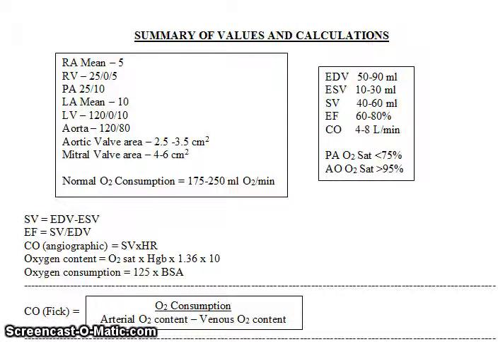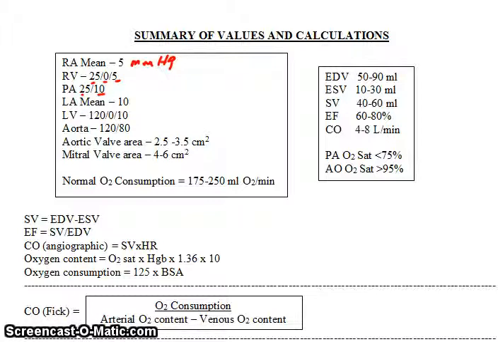This is a summary sheet of values and calculations that you need to know. The right atrium has a mean of 5. Of course, this is millimeters of mercury. The right ventricle has a systolic of 25, a diastolic of 0, and an EDP of 5. The pulmonary artery has a systolic of 25, a diastolic of 10.